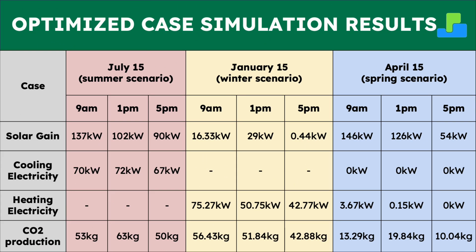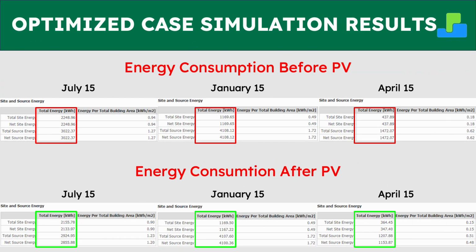To summarize the optimized case, there were further reductions by 5% in solar gain, cooling electricity, and CO2 production in July and April due to the kinetic facade. However, the January results remain the same as the efficient case. These are the energy consumptions for the whole building before and after the implementation of PV panels. July saw a 5% reduction in the energy consumption and April a 15% reduction, whereas January was almost the same.